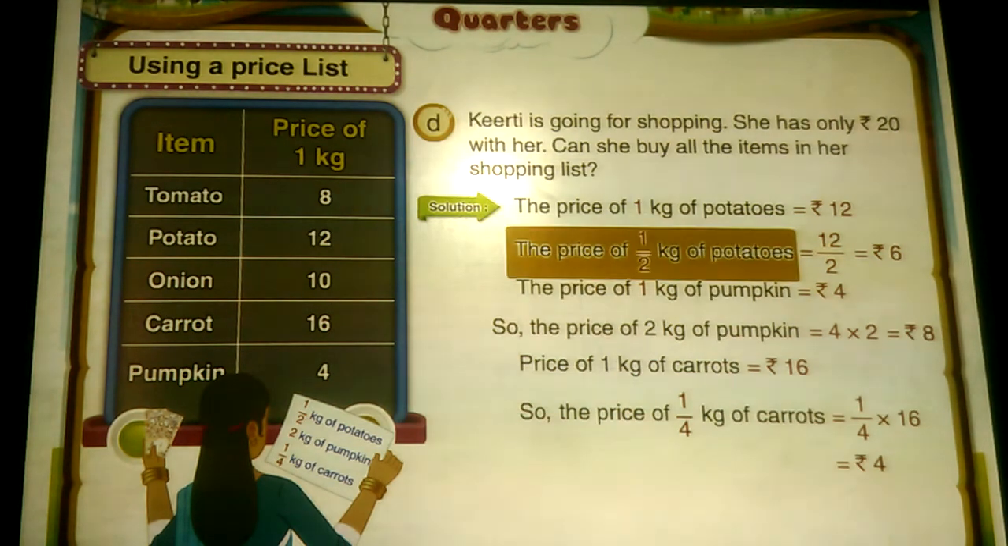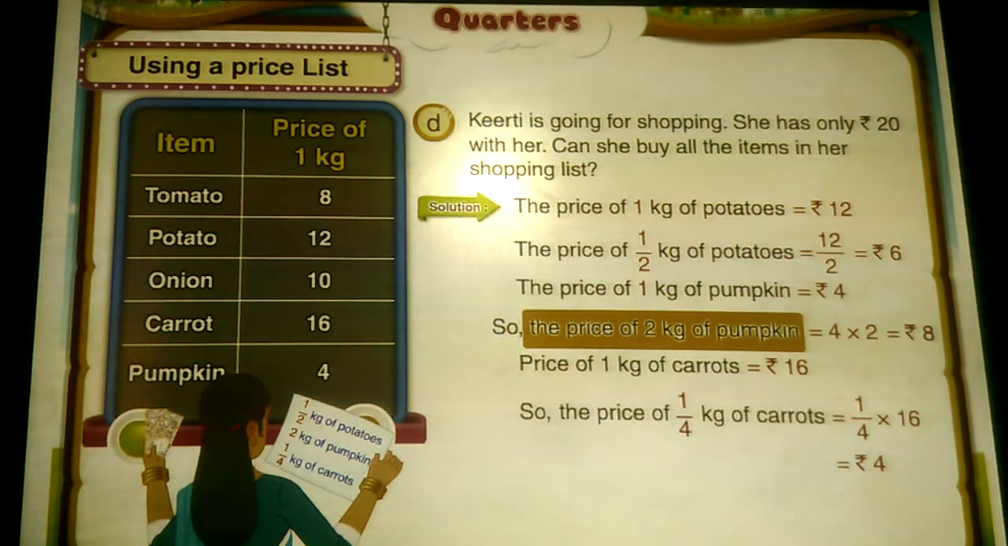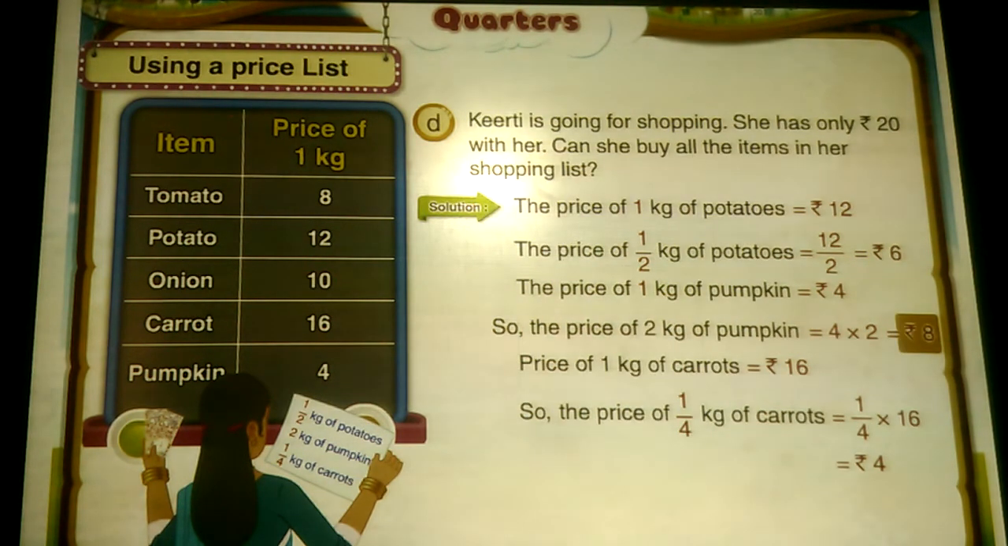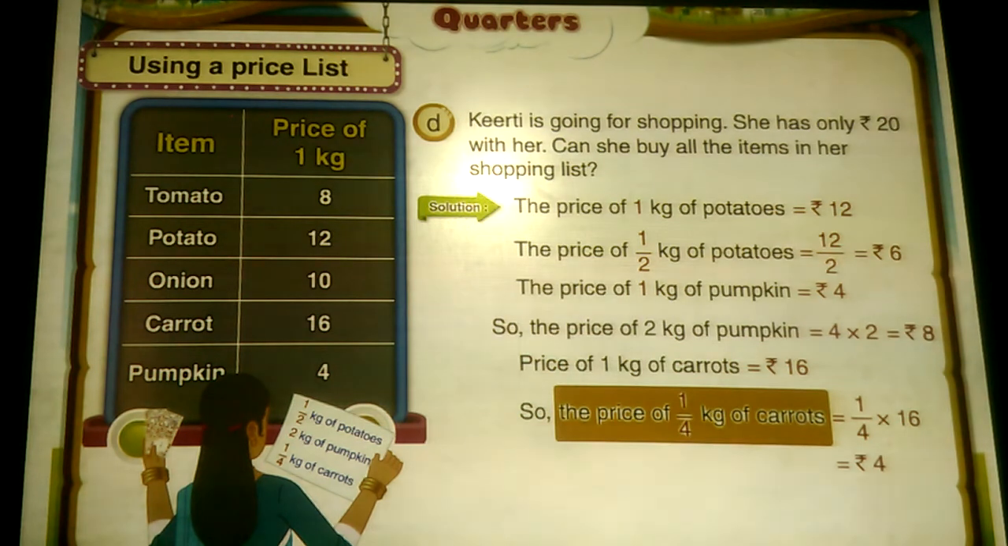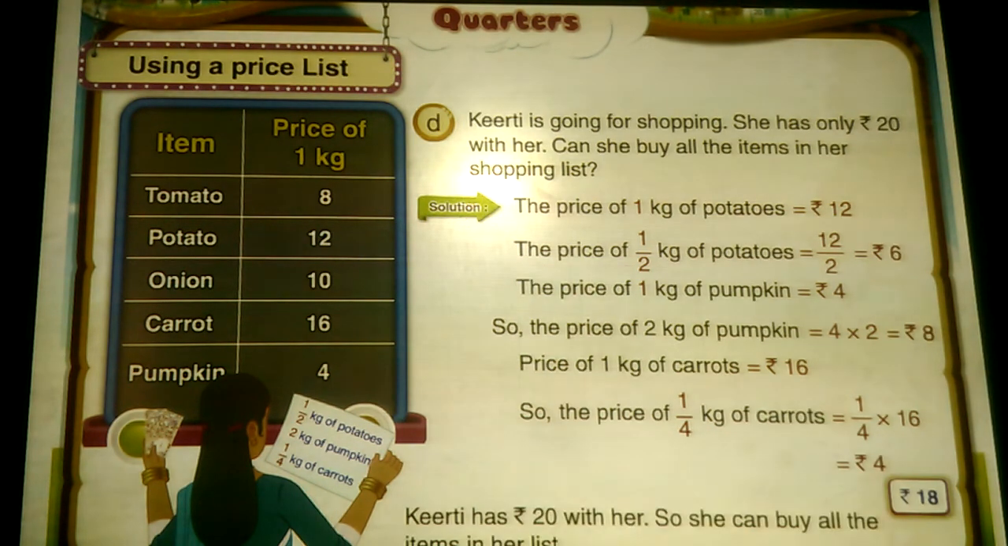Thus, the cost of half kg of potato is rupees 6. The cost of 2 kg of pumpkin is rupees 8. And the cost of 1/4 kg of carrots is rupees 4. On adding rupees 6, rupees 8 and rupees 4, we get rupees 18. Kirti has rupees 20 with her, so she can buy all the items in her list.